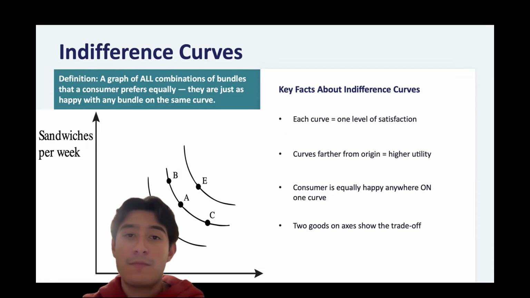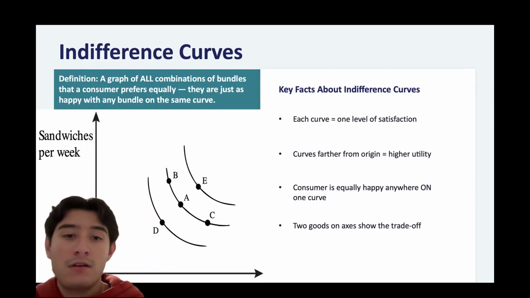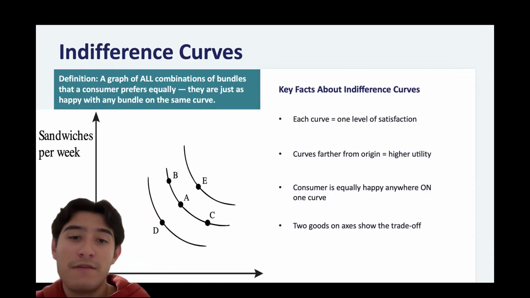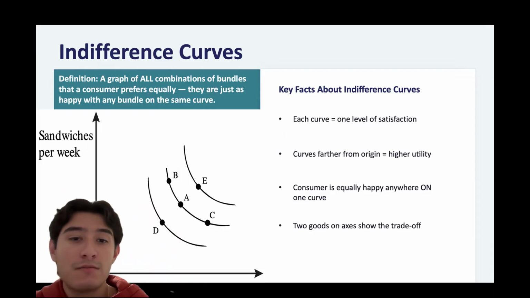So look at the graph here. We have burritos on the x-axis and sandwiches on the y-axis. Point A might represent 5 burritos and 3 sandwiches per week. Another point on that same curve might be 2 burritos and 7 sandwiches. Completely different combinations, but the consumer is happy with either one.